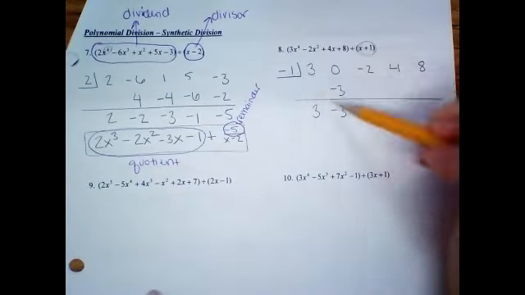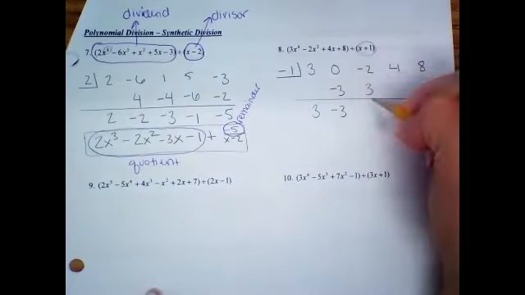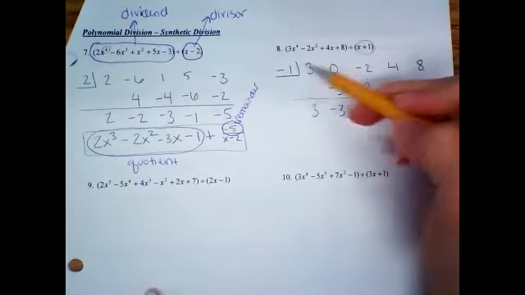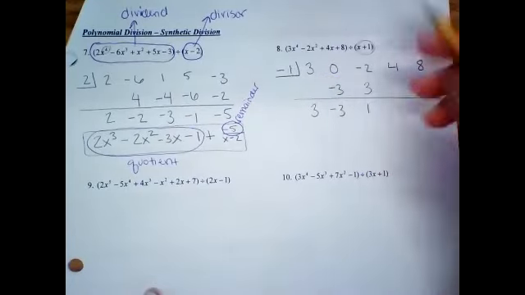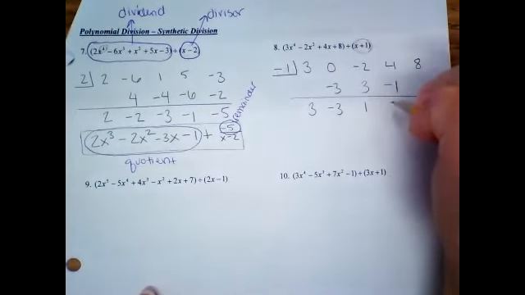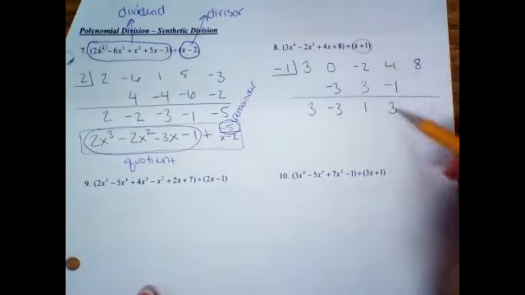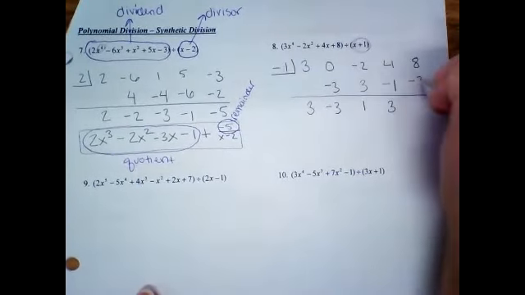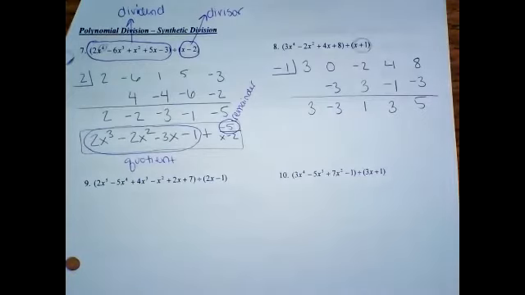-1 times -3. 3. Add the column. 1. Do it again. -1 times 1. -1. Add the column. 3. -1 times 3. -3. Add the column. This is it. Then you write out the answer.